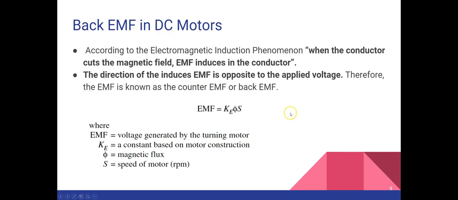Now next we have the back EMF, where EMF stands for electromotive force. This electromotive force is produced in DC motors when the conductor cuts the magnetic field. Then this EMF will be induced in the conductor, and the direction of this EMF will be opposite to the applied voltage in the DC motor. So this back EMF is given by the formula Ke phi s, where K is the constant based on the motor construction, phi is the magnetic flux, and s is the speed of the motor.